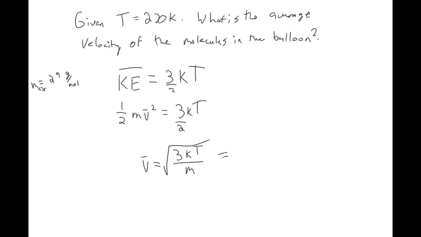But luckily we already found the number of moles. So the total mass of the air would be 29 times 8.9 times 10 to the minus 4. So about 0.26 grams. And we would want that in kilograms. So 2.6 times 10 to the minus 4 kilograms.